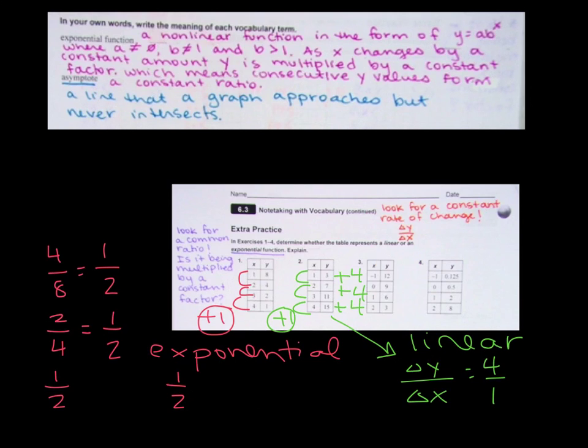So notice with exponential functions, there's a constant multiplier, something that I was multiplying by. I was multiplying by a half every time. Over here, with a linear function, I'm adding or subtracting the same number over time. So you can see that this one was exponential and this one is linear.